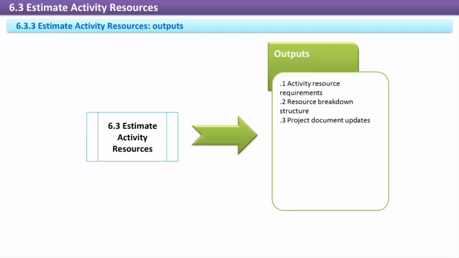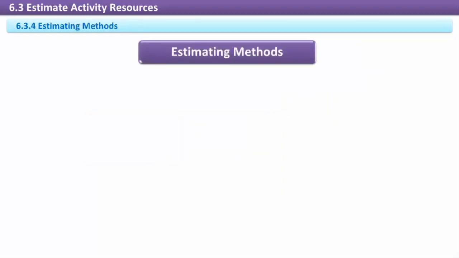Project document updates. Resource estimating and alternatives analysis may result in updates to the activity list, activity attributes, and resource calendars. Estimating methods. There are two general approaches to estimating.